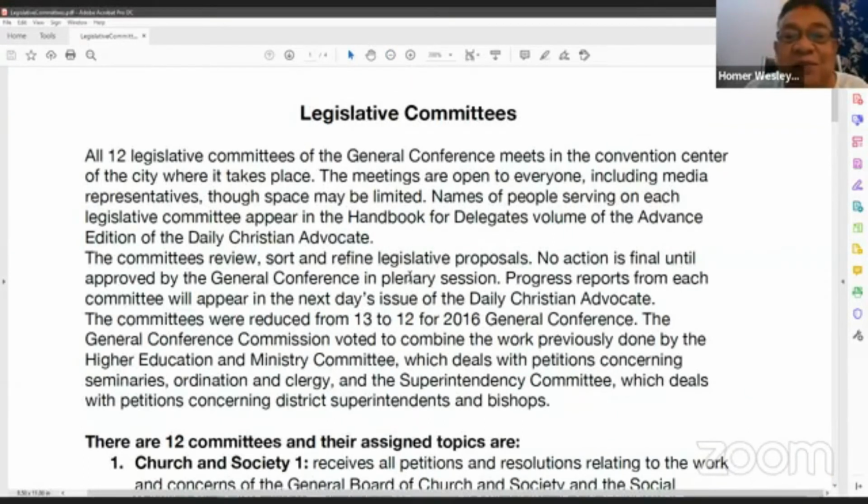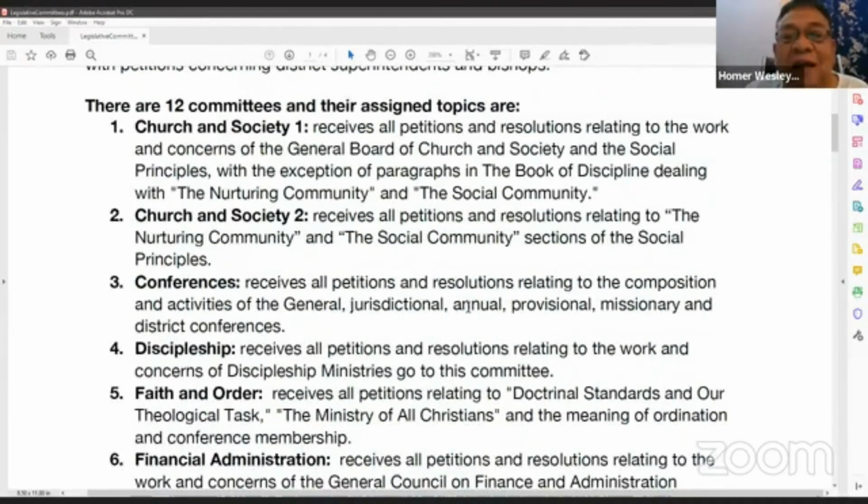All 12 legislative committees meet in the convention center where it takes place. The committees review, sort, and refine legislative proposals. No action is final until approved by the General Conference in the plenary. So lahat ng petition dadaan sa mga legislative committees at pagkatapos ito ay i-report sa floor during the business session of the General Conference. Kung ano yung magiging boto ng mga delegado, ayun ang magiging action doon sa petition na yun. Okay? So there are 12 committees in their assigned topics.